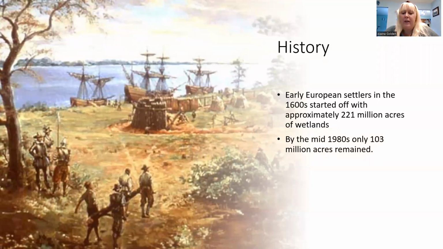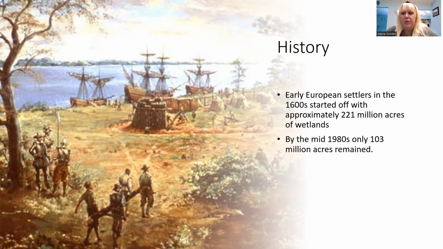So a little bit of history. Early European settlers in the 1600s started off in the continental United States as a whole with approximately 221 million acres of wetlands. Now, this is an estimate. They didn't have great surveying techniques. They didn't have good record keeping. But we did find that by the mid-1980s, only 103 million acres remained in the United States.